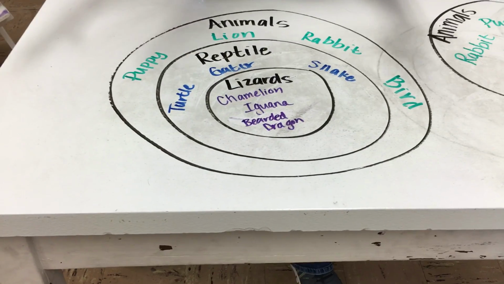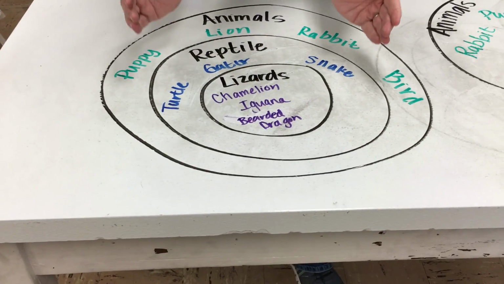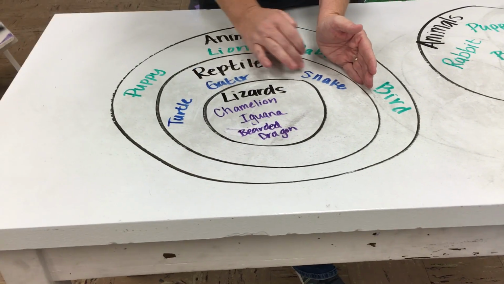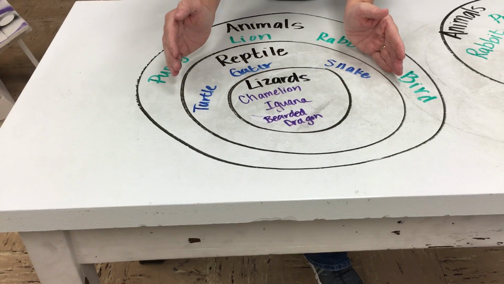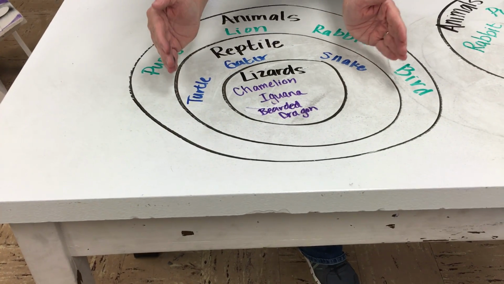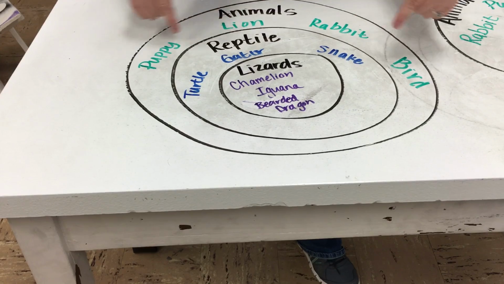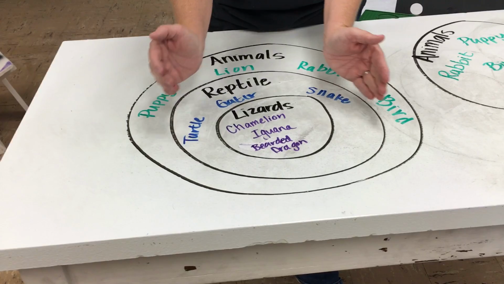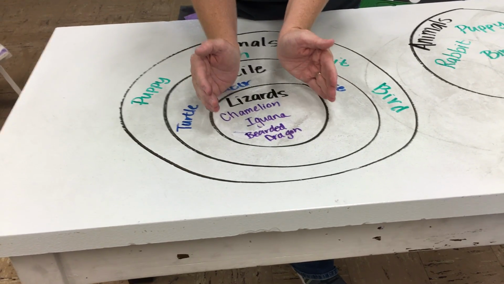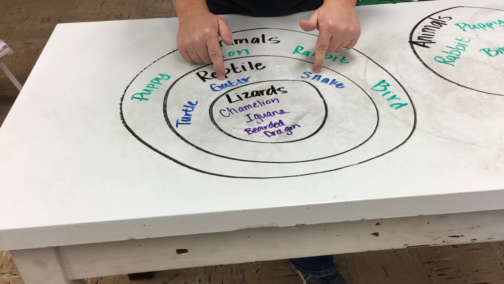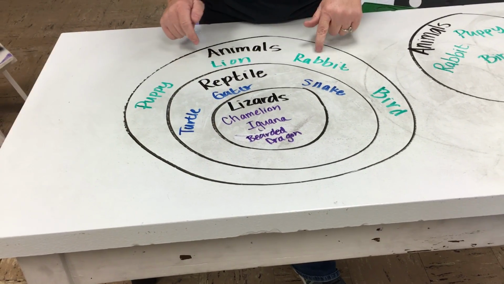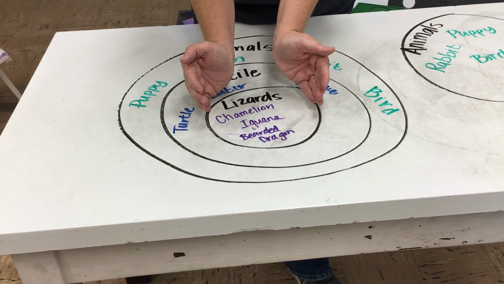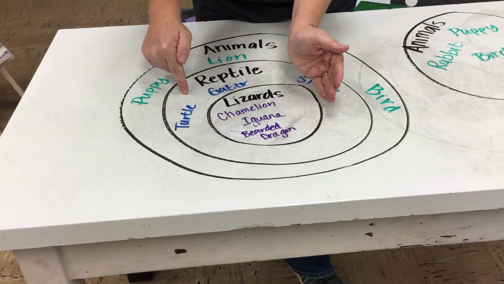Now, within this whole world of animals that we've created, we have some that are specific reptiles. So the turtle, the gator, the snake, the chameleon, the iguana, and the bearded dragon are all reptiles. So they go within this circle. But these four out here are not reptiles, okay? But then within the specific little area of reptiles, we also can be more specific and look at lizards only. So the turtle, the gator, the snake, the puppy, the lion, and the rabbit, and the bird are not lizards. They're animals. These are reptiles, and these are lizards, reptiles, and animals.